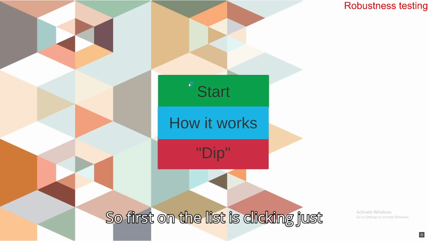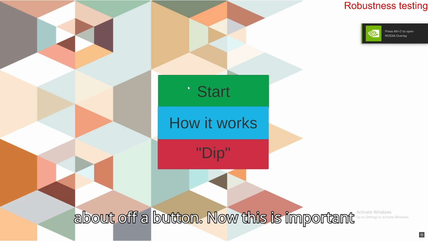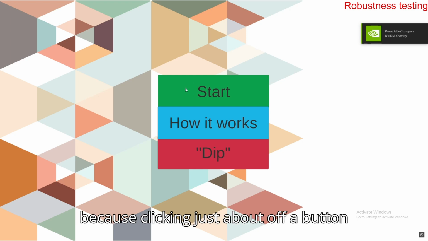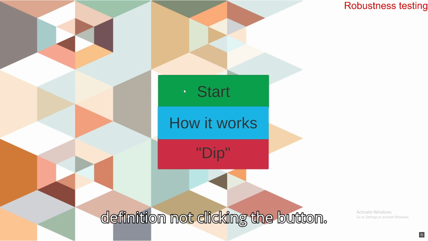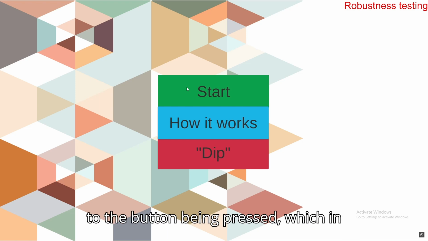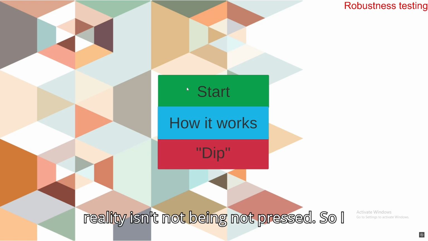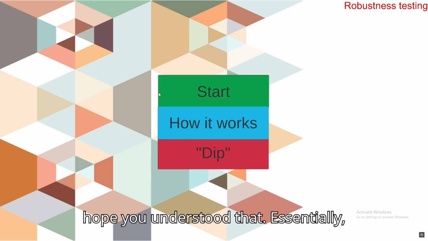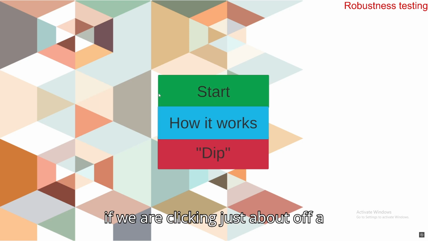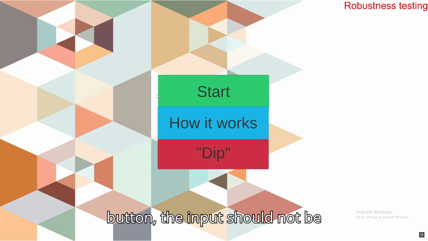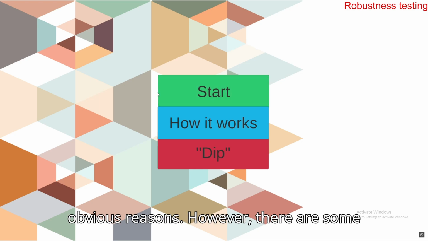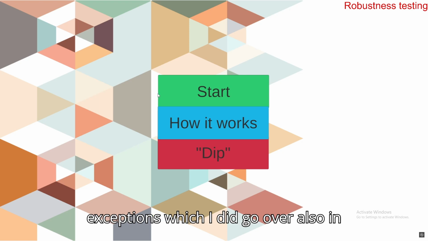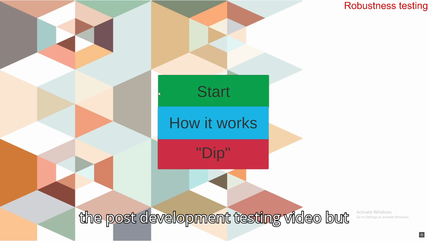So first on the list is clicking just about off a button. Now this is important because clicking just about off a button but not actually on the button is by definition not clicking the button. Therefore, the program should not respond to the button being pressed, which in reality isn't not being not pressed. So I hope you understood that quite well. Essentially, if we are clicking just about off a button, the input should not be registered as clicking on the button for obvious reasons. However, there are some exceptions which I did go over also in the post-development testing video.